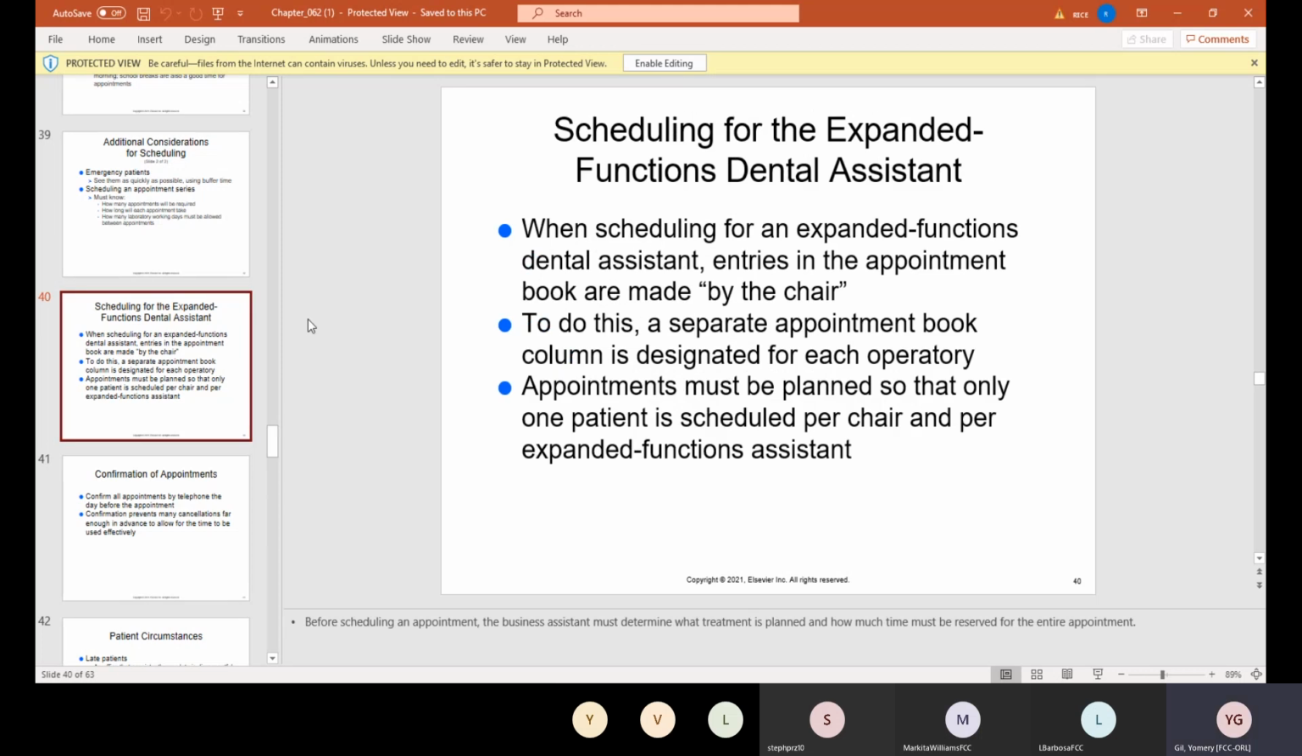Okay, scheduling for the expanded functions dental assistant. So when scheduling for an expanded functions dental assistant, entries in the appointment book are made by the chair. To do this, a separate appointment book column is designated for each operatory. Appointments must be planned so that only one patient is scheduled per chair and per expanded functions assistant.